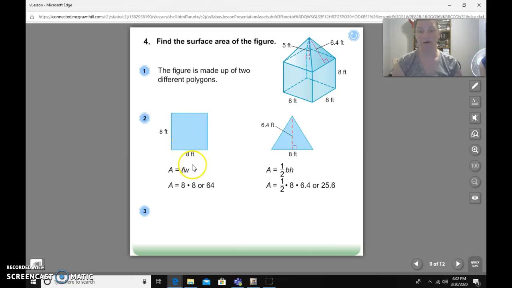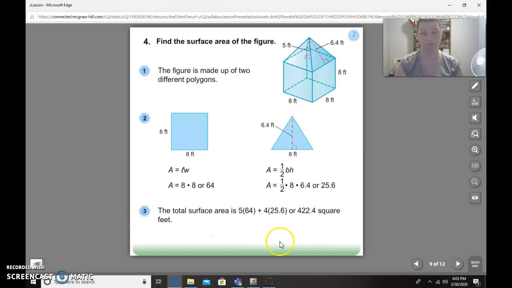So your square, length times width, is 8 times 8, or 64. Your triangle is 6.4 feet high and 8 feet long. So you have half of your base times height. That's what I told you that we already knew how to do. So your area is 1/2 of 8 times 6.4, or 25.6. Again, you could just put the line here and then put a 2 under here. That way you know you're just dividing it by 2 once you get 8 times 6.4.